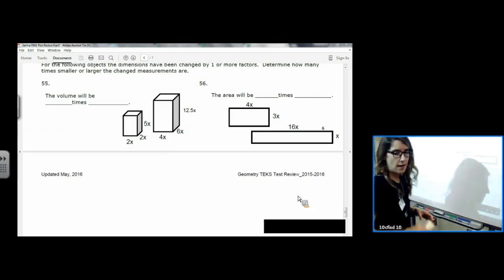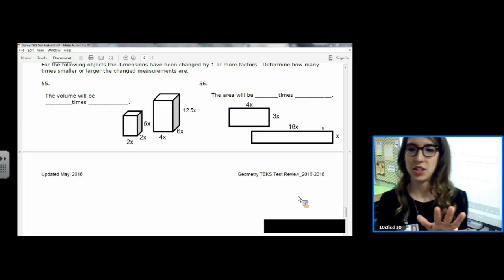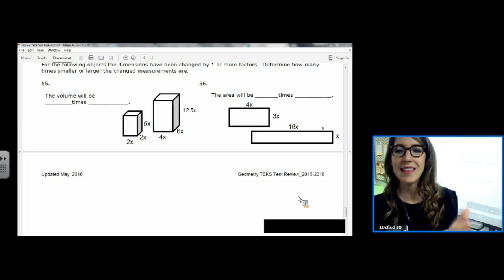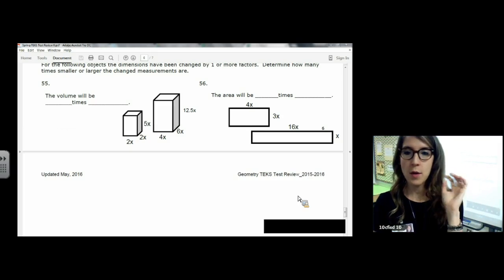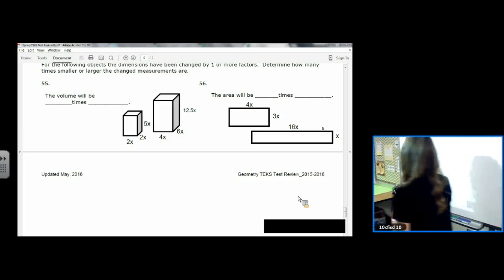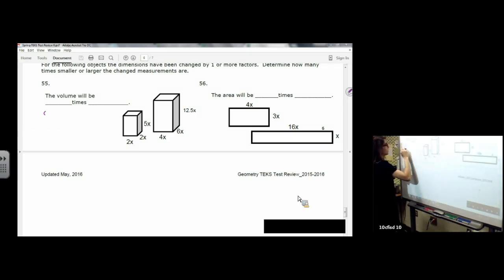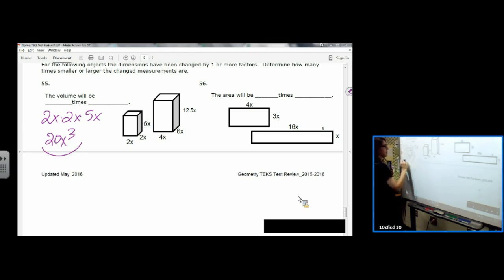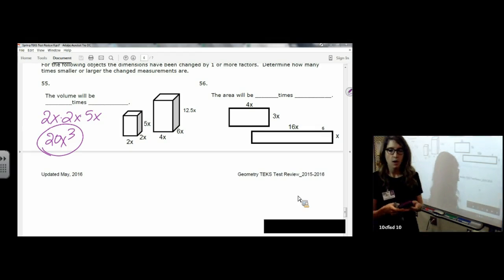55. Okay, here's how you do 55. This is not proportional change. Do you notice how the sides are not changing in the same way? So I want you to find the volume of the first one. I know, it's weird. Find the volume. 2x times 2x times 5x. 2 times 2 is 4, 4 times 5. Okay. So the volume of that first one is 20x cubed.